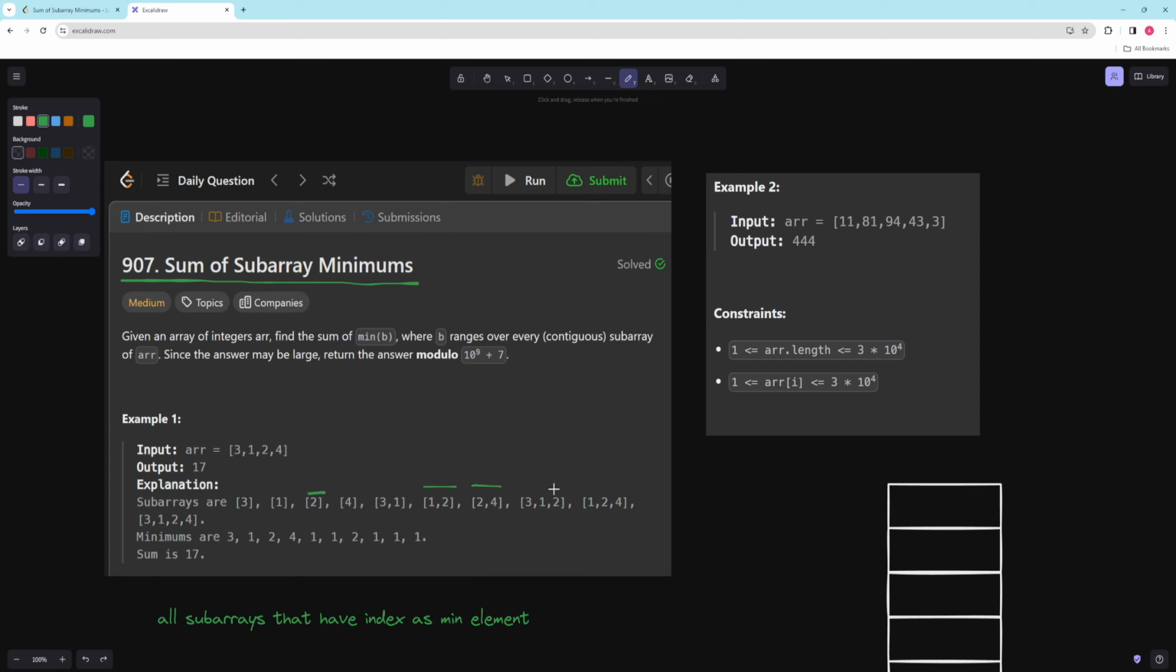So let me go back. It's not that one either. So it's actually just going to be these 2. And then all subarrays with 4 as the min element, which is just 4. And it's very tricky to do this in constant time.